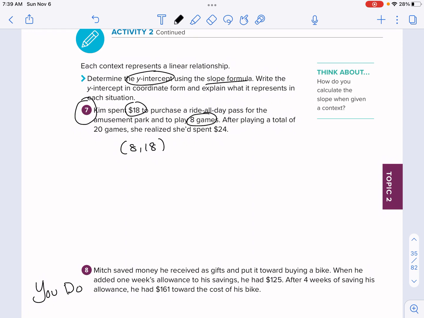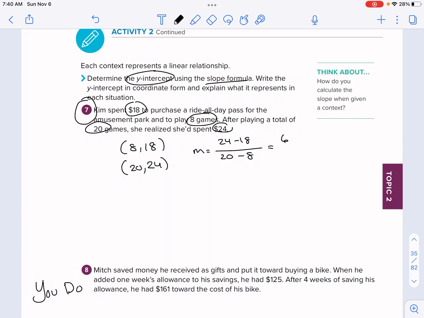For this, let's identify the other piece of information that probably has to deal with this 20 and this 24. I'll write this vertically. That will be 20, so we're talking about 20 games and $24. So games and dollars again. Now, before we start with this, we do have to figure out the slope. It is 24 minus 18, divided by 20 minus 8. The numerator is going to be 6, the denominator is going to be 12.